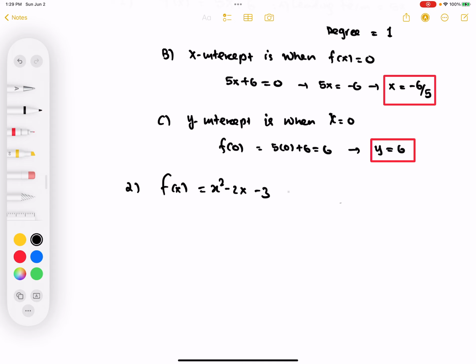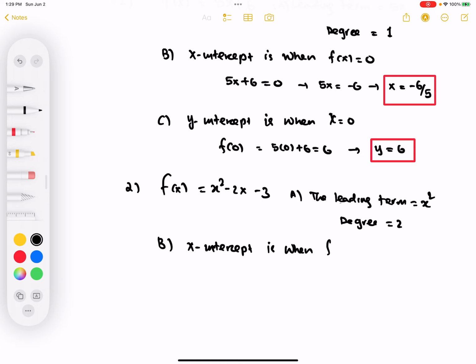So the first one here, to answer A, the leading term of this polynomial is x squared, so the degree of this one is 2. Now B, x-intercept is when f of x is equal to 0, or x squared minus 2x minus 3 is equivalent to 0.